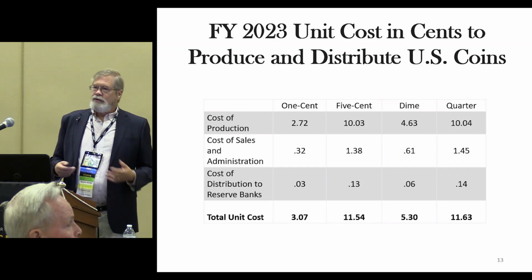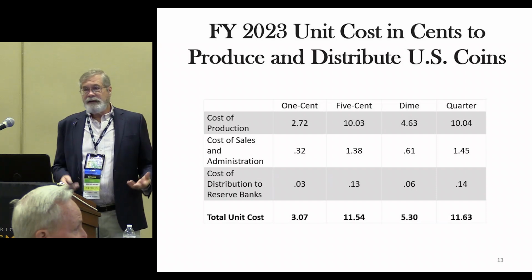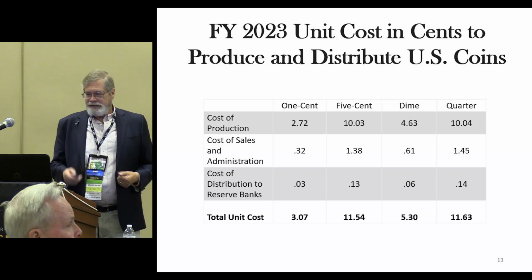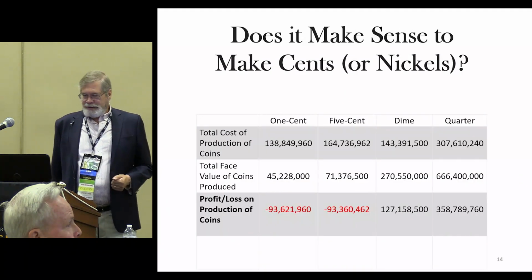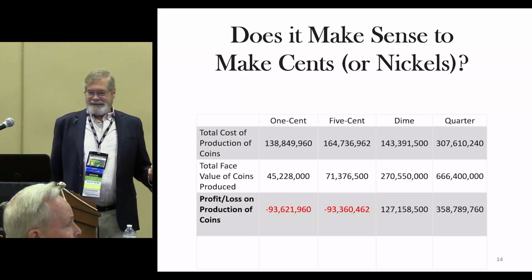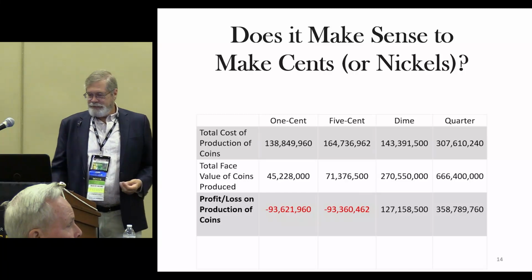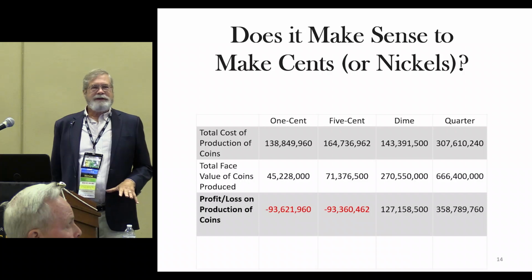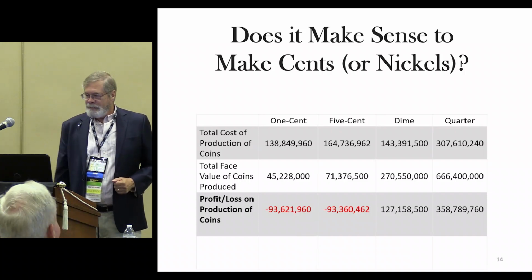On the other hand, dimes and quarters cost less than half their face value to produce, so the mint actually makes a huge profit on those, making up for what happens on the cents and the nickels. So does it make sense to make cents? Well, we're losing over $93 million a year on the cents and over $93 million a year on the 5 cent. Again, the other 2 denominations make a big, huge profit. But you can see there is something kind of weird going on there, that we keep minting these coins that make no sense to mint.